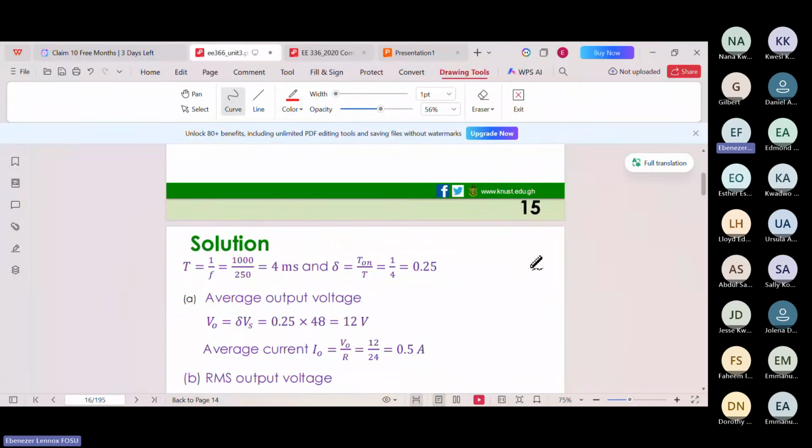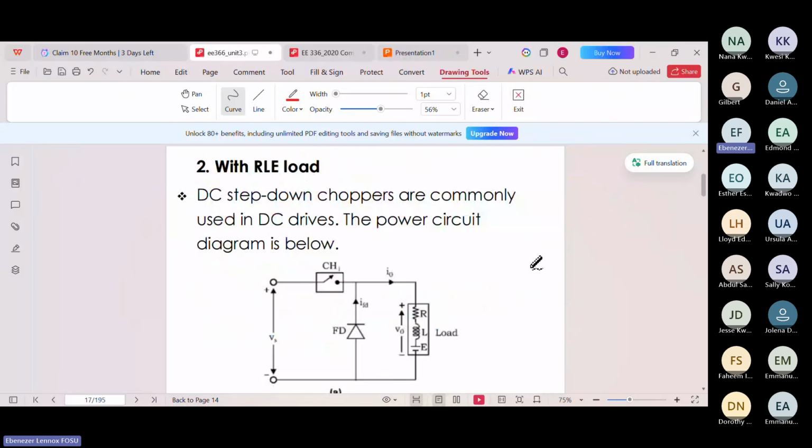I will skip this one. Then we'll move to the next one. I'm just interested in explaining the diagrams and helping you understand them. So we look at this chopper, which is still step down. So we'll see why it is step down.